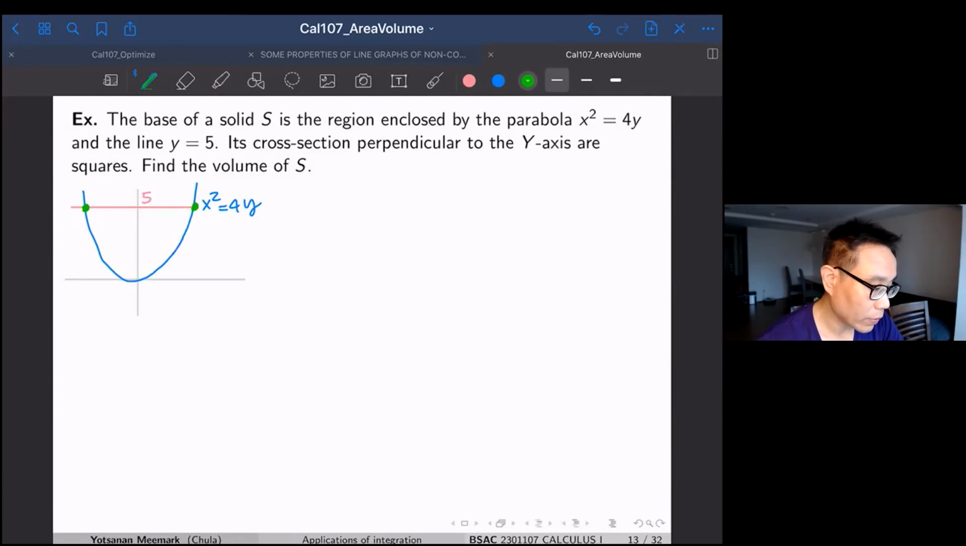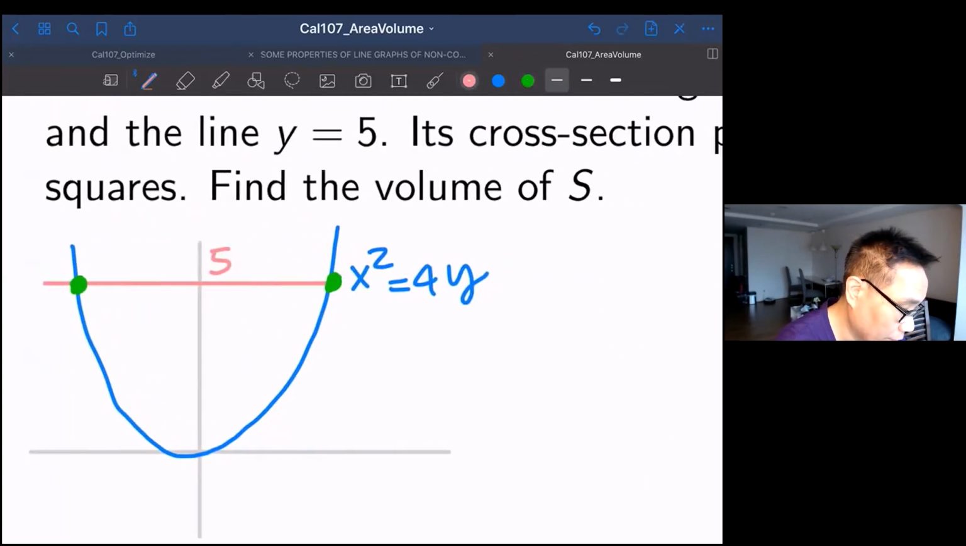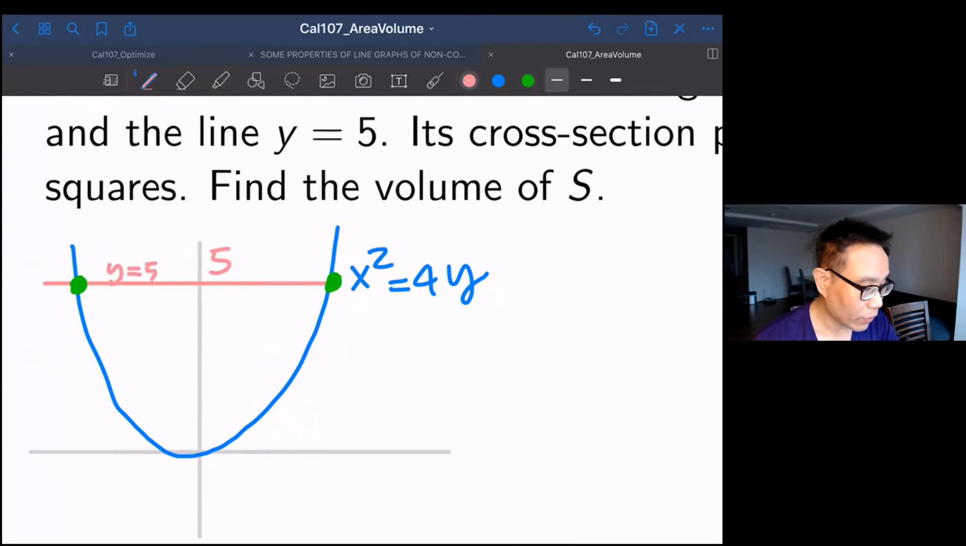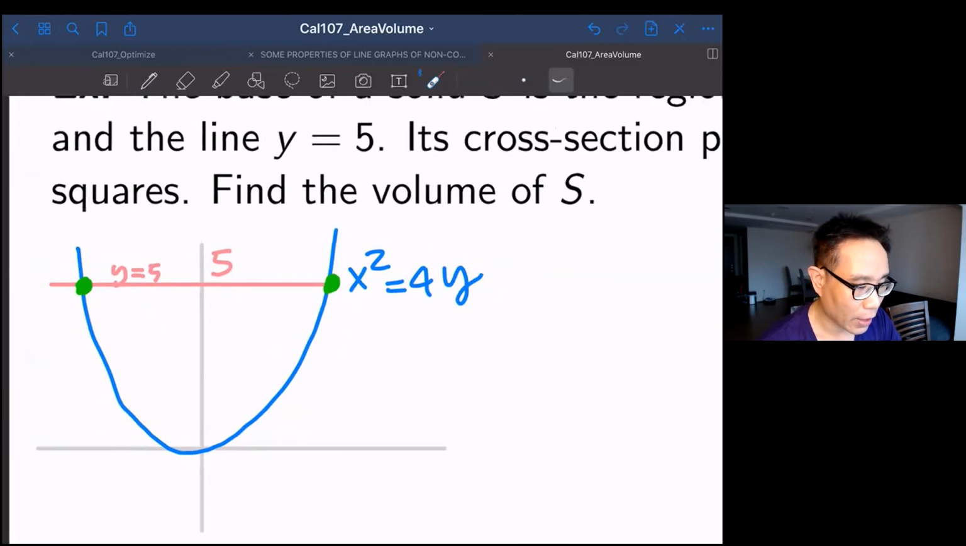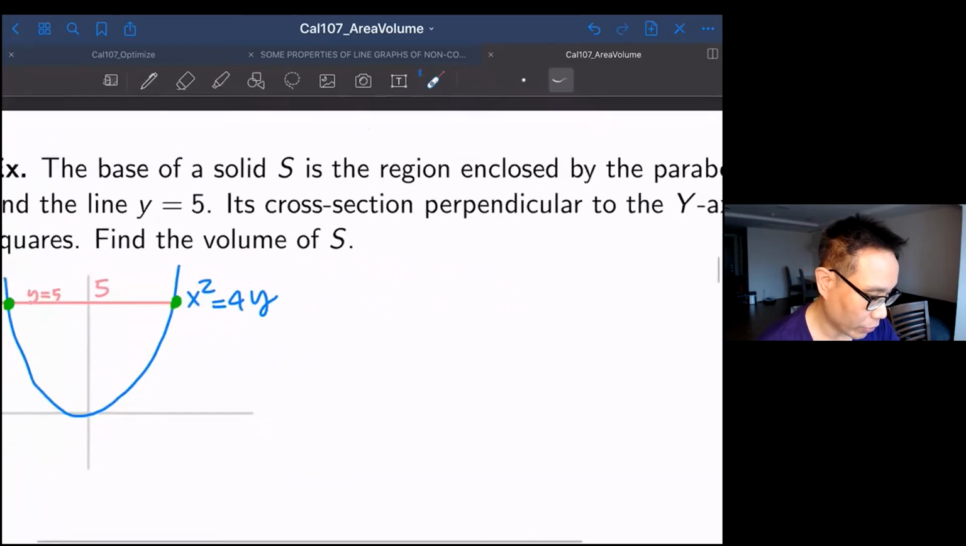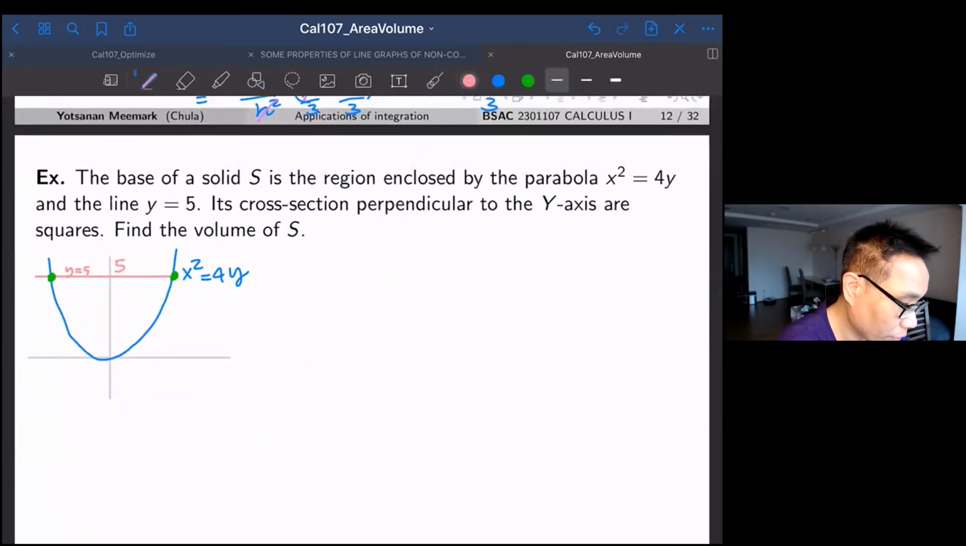So you have y equal to 5, which is the horizontal line. Let me enlarge so I can see clearer like this. Okay, so this one will be the base of your solid. And you're going to sketch this picture in 3D. So this one is 2D, right? So this one is your vertical, your y, and you have your x here.